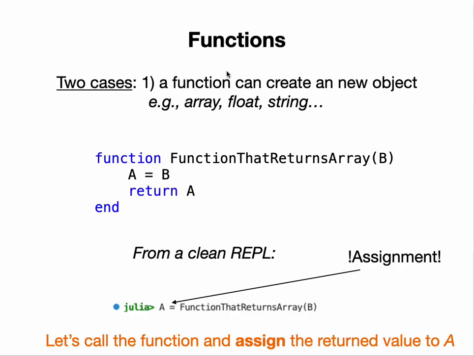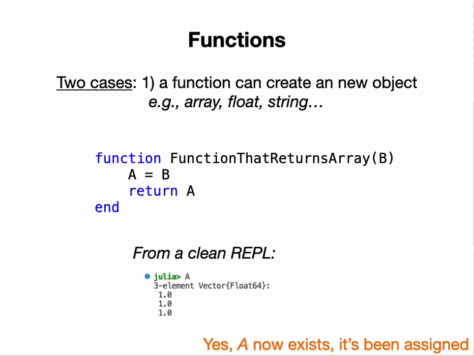But we are here talking about a function that creates a new object. So the way to call that function is to make an assignment. So here we write A is equal to function that returns array, input argument B. So you should be aware that when you create a new object, you make an assignment. This will return the result of this computation into a variable A, now accessible in the scope from which you have been calling this function.